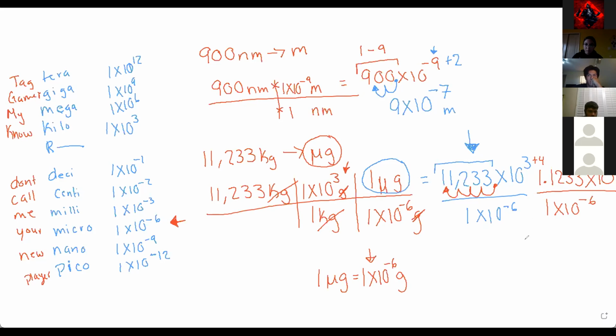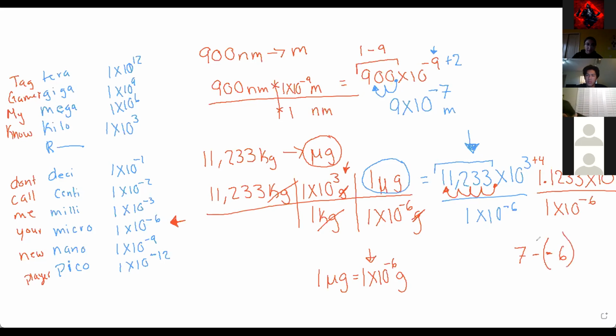Did you say subtract them? Yes, that's correct. We're going to be subtracting our exponents, right? So 7 subtracted by negative 6.